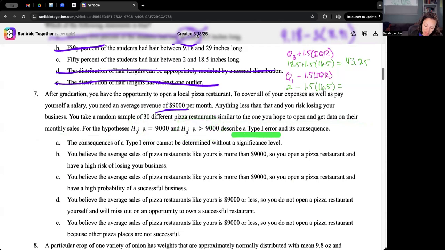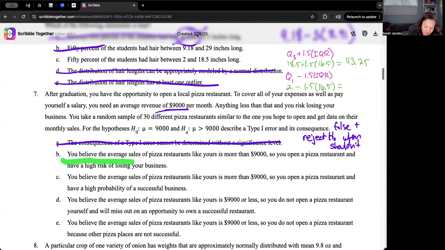Now we want to describe a type 1 error and its consequence. Okay, so a type 1 error, again, I sort of think about it as a false positive. You reject the null when you shouldn't. Okay, so the consequences of a type 1 error cannot be determined without a significance level. Again, really attractive if you don't remember, like, oh, maybe I just can't do it. No, you can. Don't pick that one.